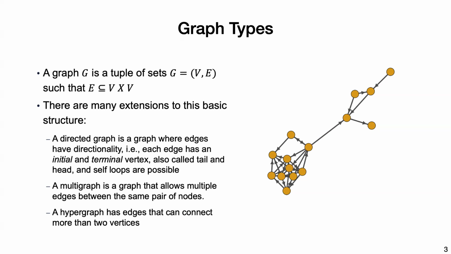and vice versa. There's some notation about it. The place where it starts is called the initial vertex. The place where it ends is called the terminal vertex. These are also called tail and head.